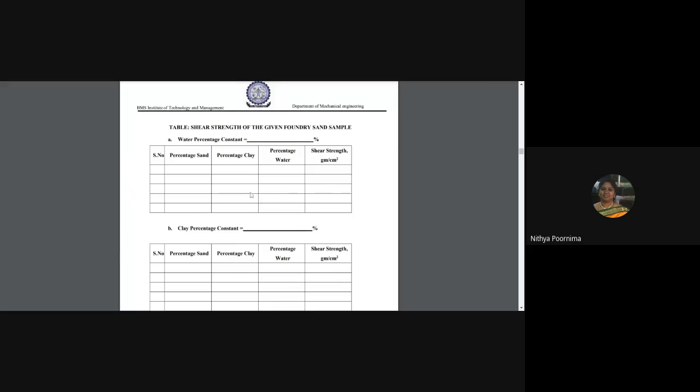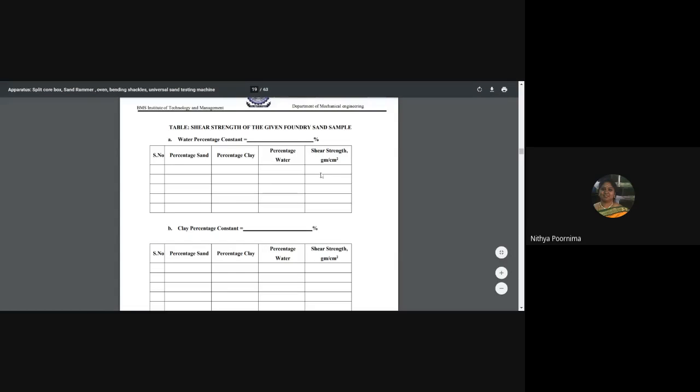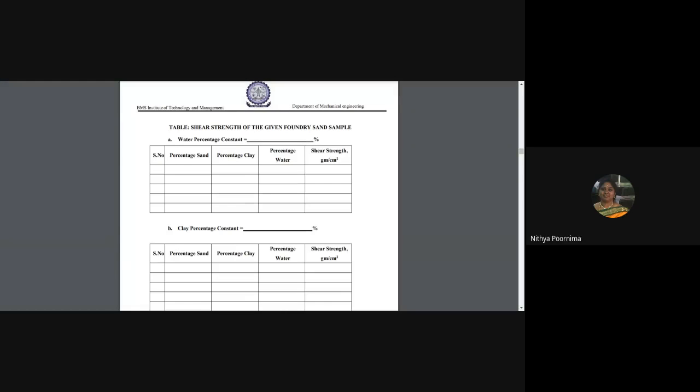First, after preparing, bringing all three together, you need to ram it. After ramming it, remove it from the rammer by using a stripper, then place it on the UTM to get your shear strength value. We'll repeat the same thing for the clay percentage constant as well. In this, water percentage will be 4, 5, 6, but clay percentage will be 5% fixed or something like that. Then based on that, you're going to calculate your percentage of sand, and then you will calculate your shear strength.